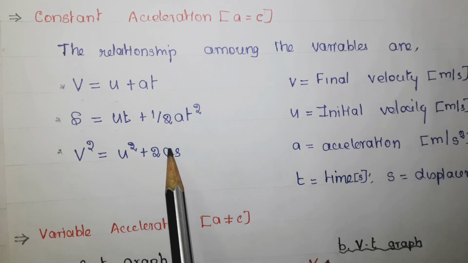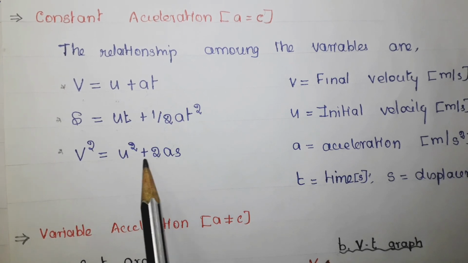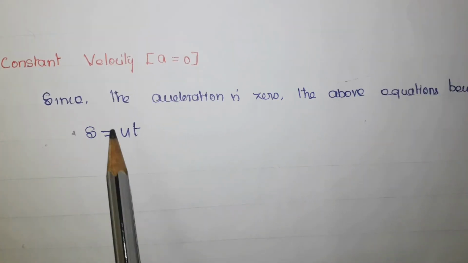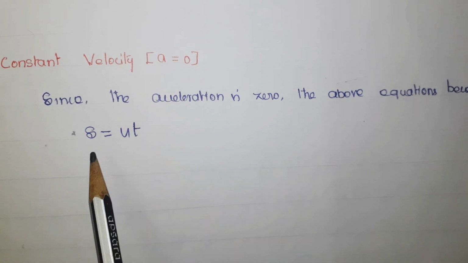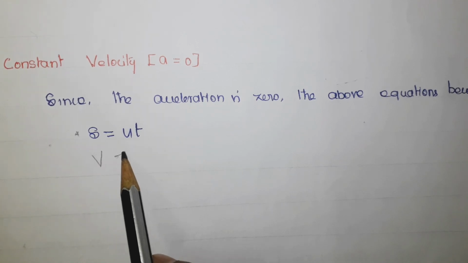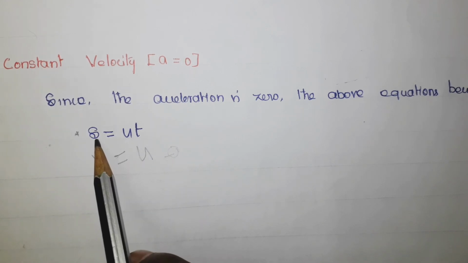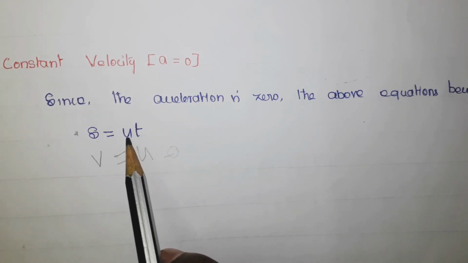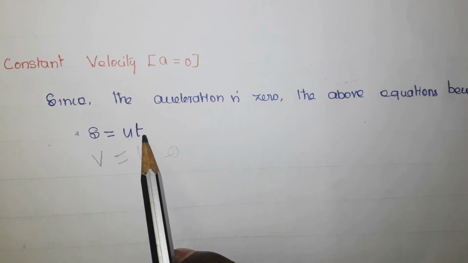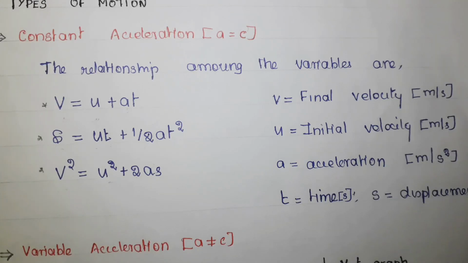Similarly, if you substitute 0 for the acceleration in the last formula, it says the final velocity is equal to the initial velocity. So when acceleration is 0, there are two conditions. The first is that the final velocity v is equal to the initial velocity. The second is that the displacement s is equal to u into t, where u is the velocity and t is the time. So these are the three kinds of motion we normally refer to. That's all about the types of motion.